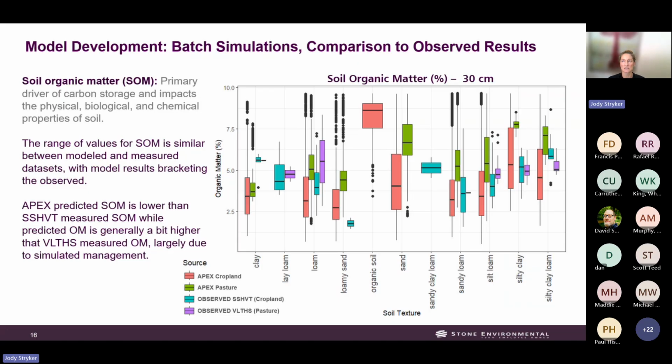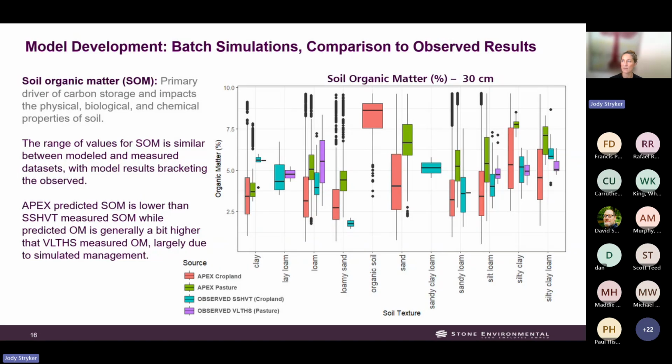We simulated something like 800 combinations of soils and weather, whereas I think there were less than 100 in these data sets. And for each of those unique soil and weather combinations, we simulated multiple management scenarios because we didn't have management associated with these data points. So the model results include a lot more variability than the observed.